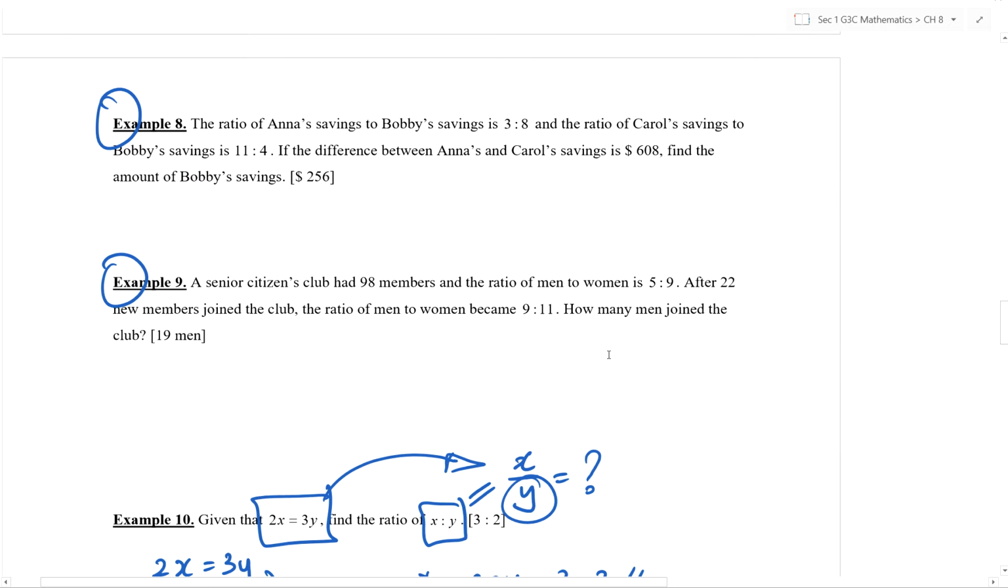Next, Anna's savings to Bobby's savings. So we put Anna to Bobby.